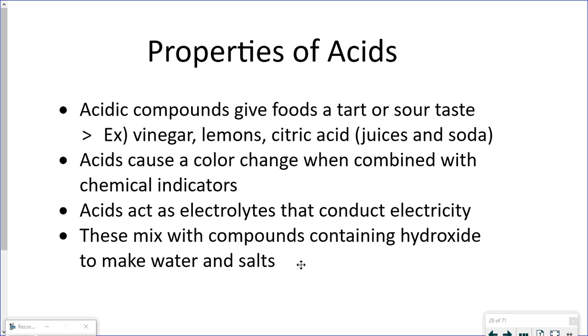And whenever acids mix with compounds containing hydroxide, so bases, they're going to end up making water and some form of ionic salt. Let's switch over to bases.